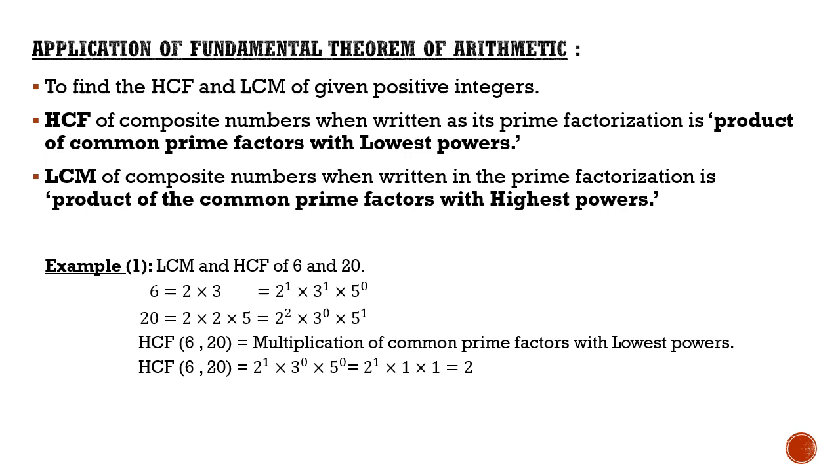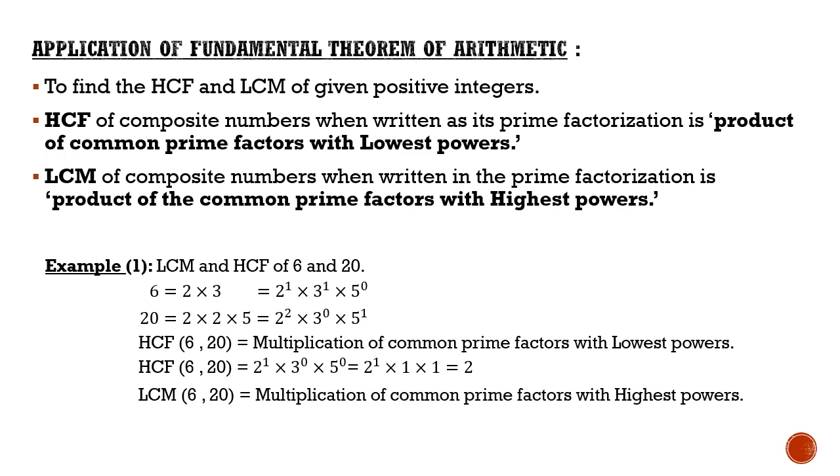Getting it? Similarly, whenever we are going to find the LCM of the same numbers, we are again going to use the same technique, but instead of taking lowest powers, for the LCM of the given two numbers we will take highest powers. So what will happen if we take highest powers to find the LCM of these two? 2 raised to 2 will be taken, because 2 raised to 1 and 2 raised to 2 are the two common factors, and 2 raised to 2 is the one with the highest power.